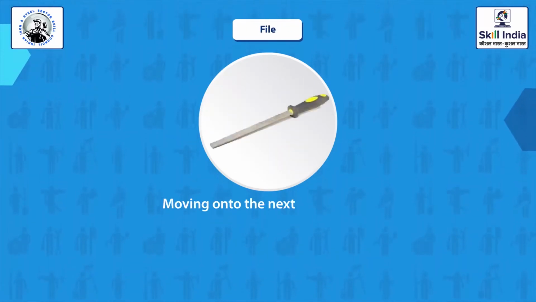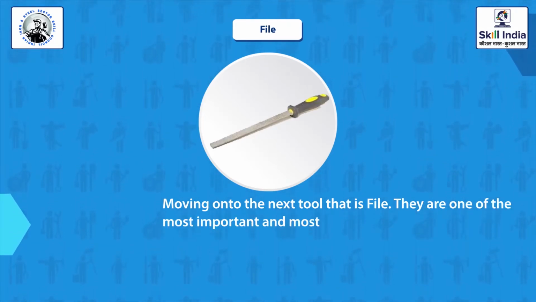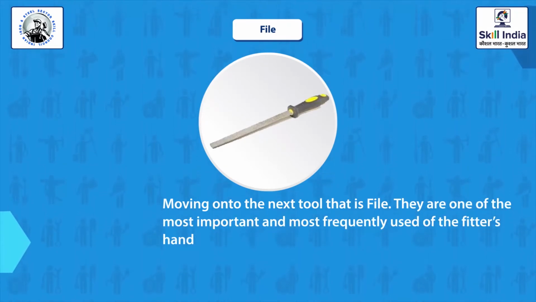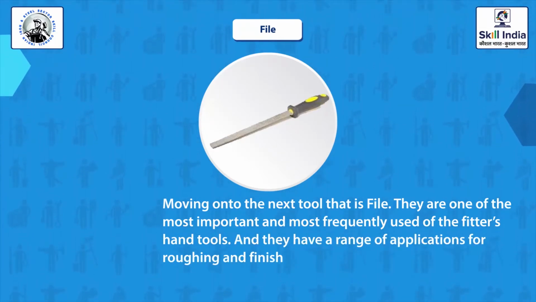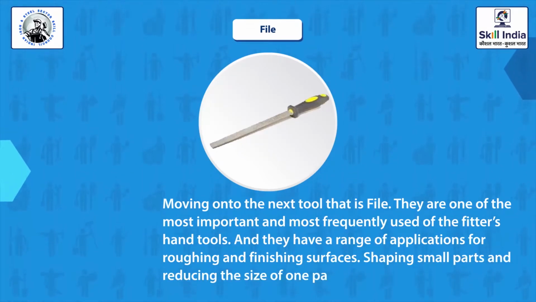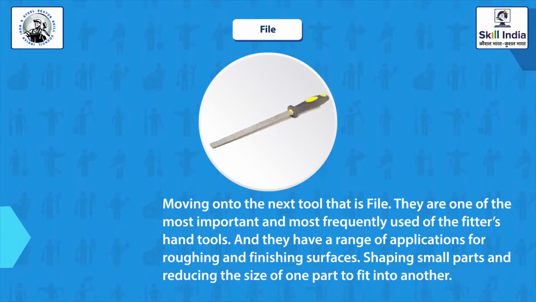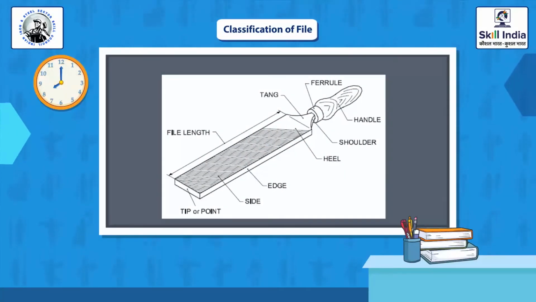Moving on to the next tool, that is the file. They are one of the most important and most frequently used of the fitter's hand tools. They have a range of applications for roughing and finishing surfaces, shaping small parts and reducing the size of one part to fit into another. Here you can see different parts of a file on your screen.